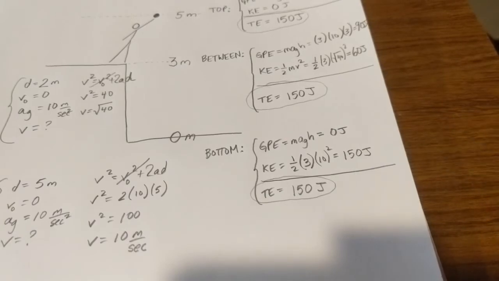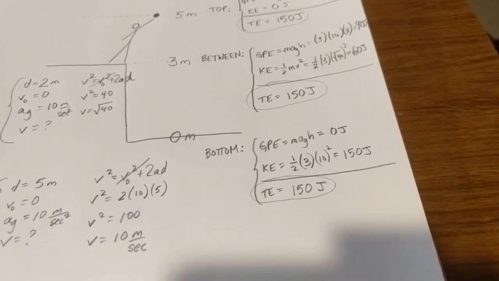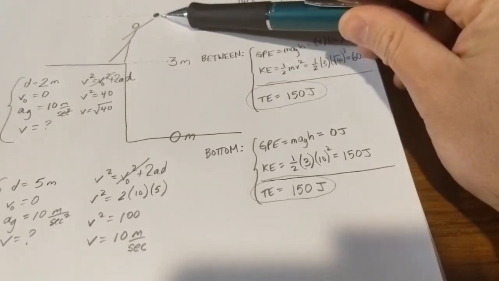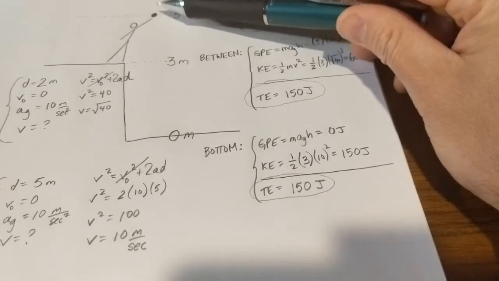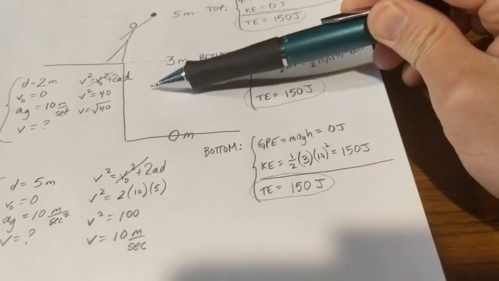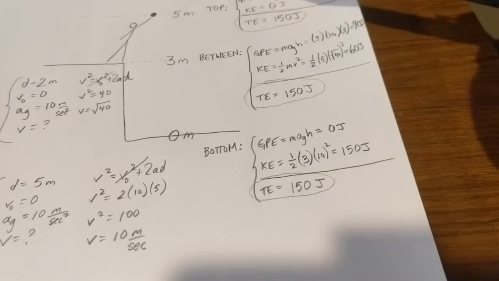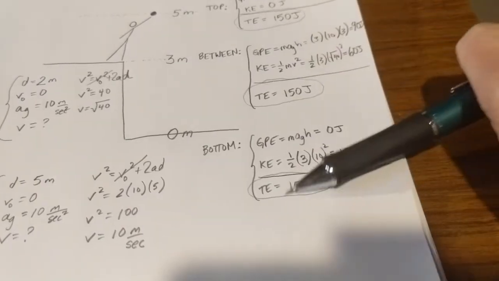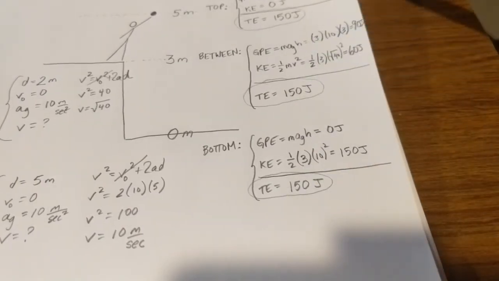This is a major idea in all of science. It's that as long as no other work is done on the system, in this case, as long as nothing comes along and pushes with a force for any distance on this ball as it's falling, the total energy will be the same in any location as in any other location.